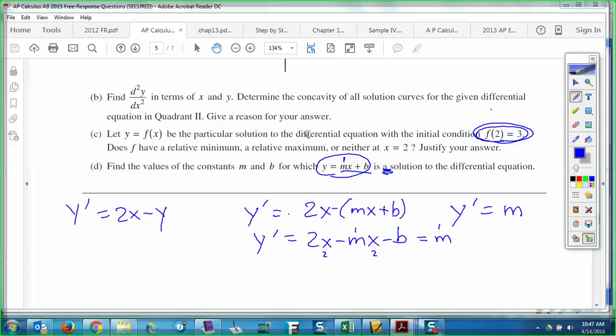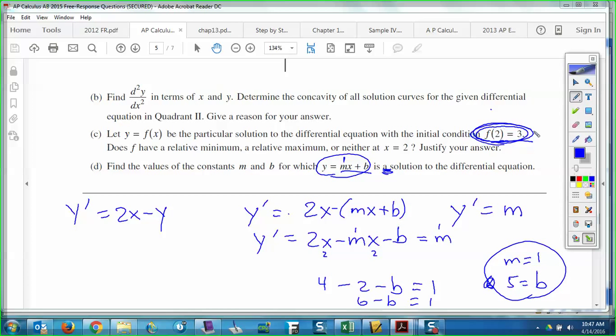So this is talking about a particular solution. I'm afraid this is a different solution, but you're right. If we use the slope we found back here, because a lot of times you take a result from before, then this would be pretty easy. We'd have 4 minus 2 minus b equals 1. So we'd have 6 minus b equals 1. So b would equal 5. So we'd have m equals 1 and b equals 5 if we use this point from back here.